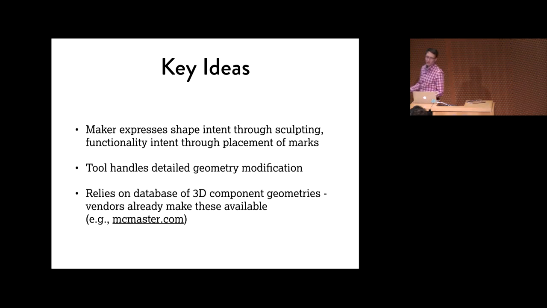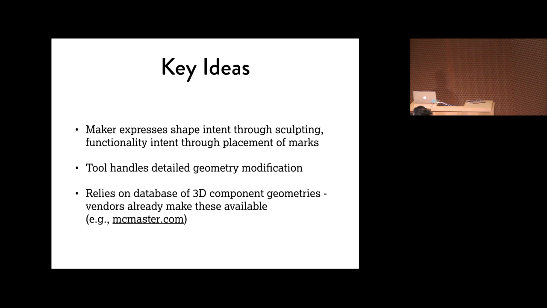All right, so the key idea here is that a maker expresses shape intent through sculpting and the functionality intent through placement of marks. So that works both for kind of I/O for the user. It also works for mechanical parts, like put a hinge here, or put a clasp somewhere else. The tool then handles the detailed geometry modification. And the one caveat is that it relies on this database of 3D component geometries.